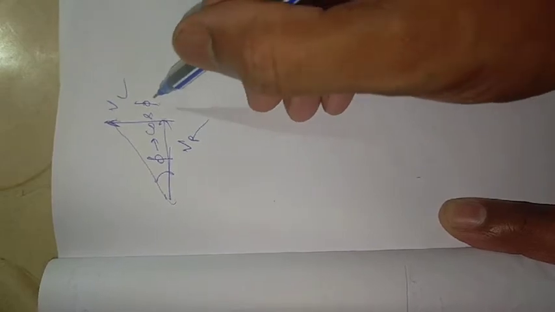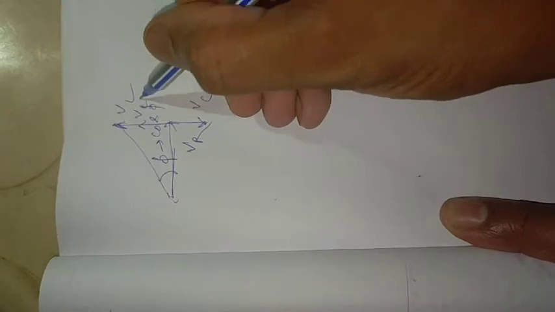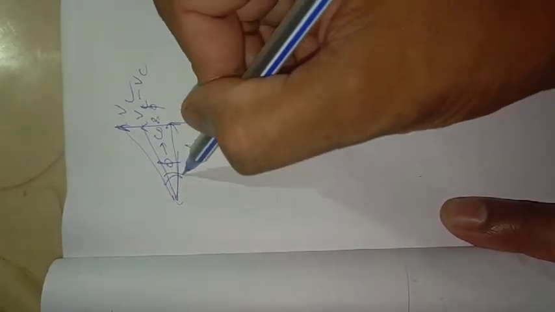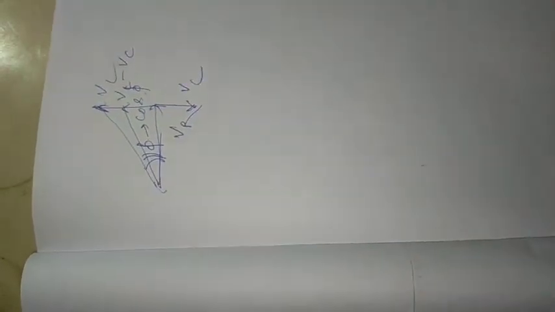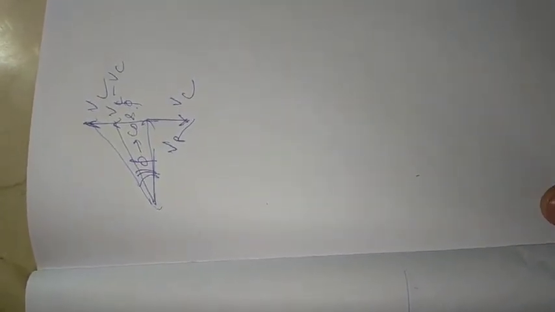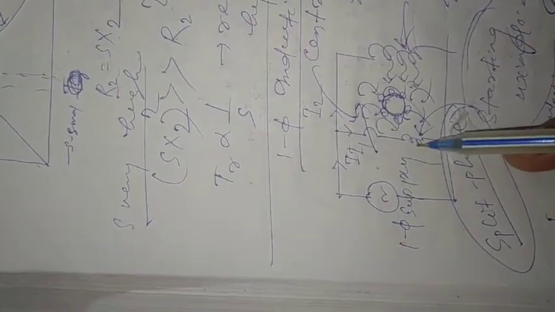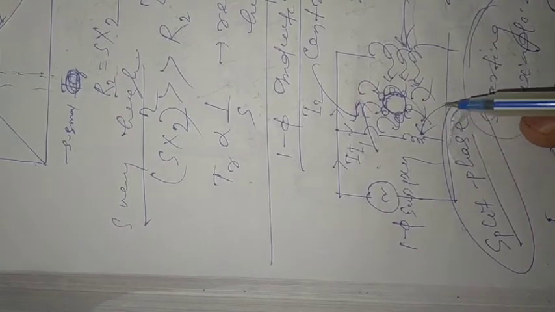Now once I add a capacitance, it is VC. So this one will be your VL minus VC. If this is VL minus VC, then now phi is reduced. As the value of phi reduces, the value of cos phi increases. So by adding a capacitor along with the inductor, the power factor always increases. If the power factor is increased, then the value of the torque will increase, because torque is proportional to the power factor.